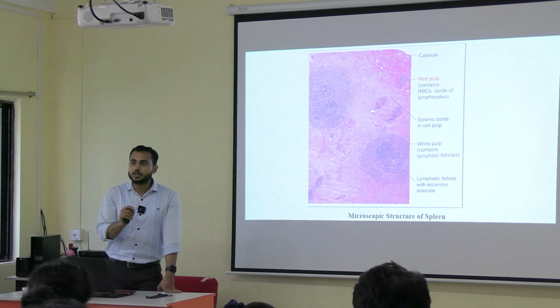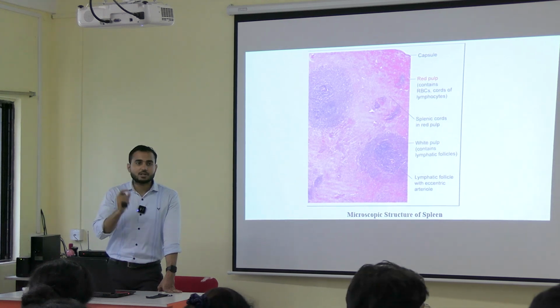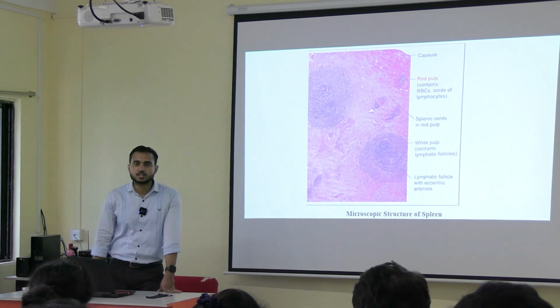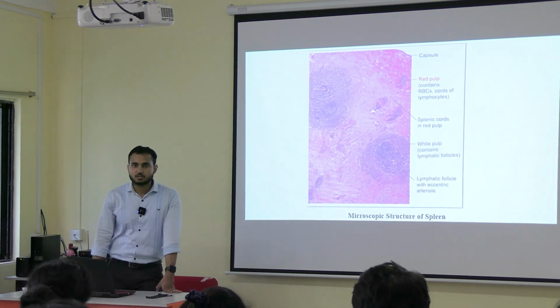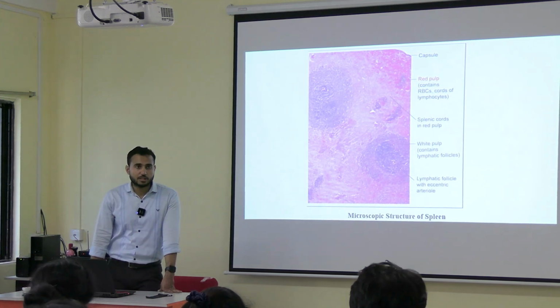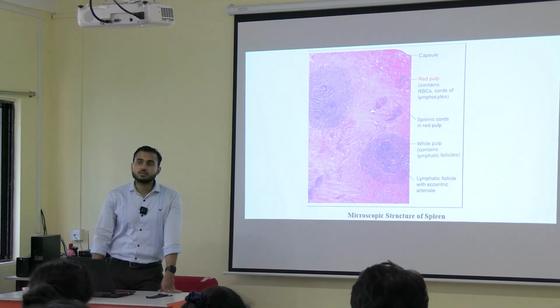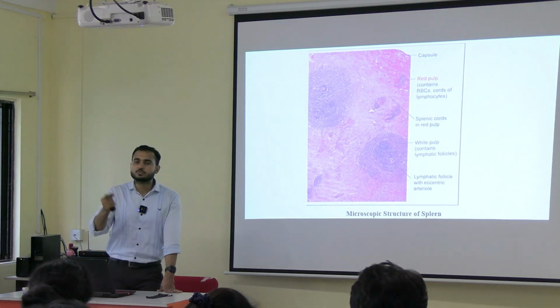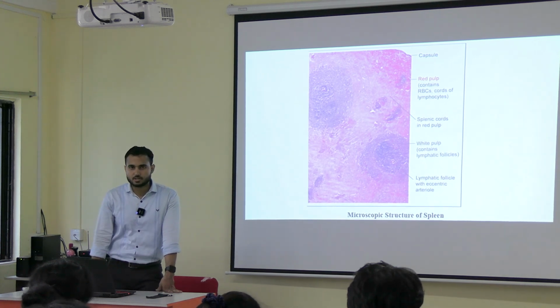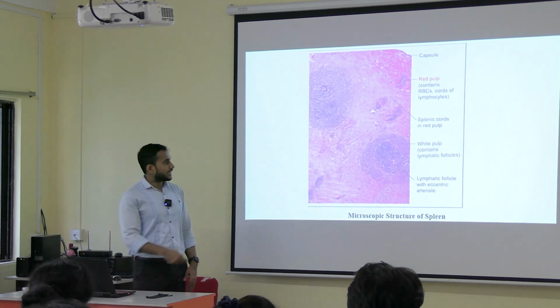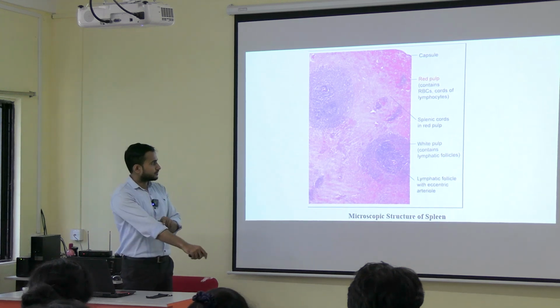But another important point in case of red pulp, what is the identifying feature under low magnification? Color difference. Okay, eosinophilic. The appearance will be eosinophilic, and along with that you will be able to see small spaces, and those spaces are called sinusoids. Okay, so like this you can easily identify.